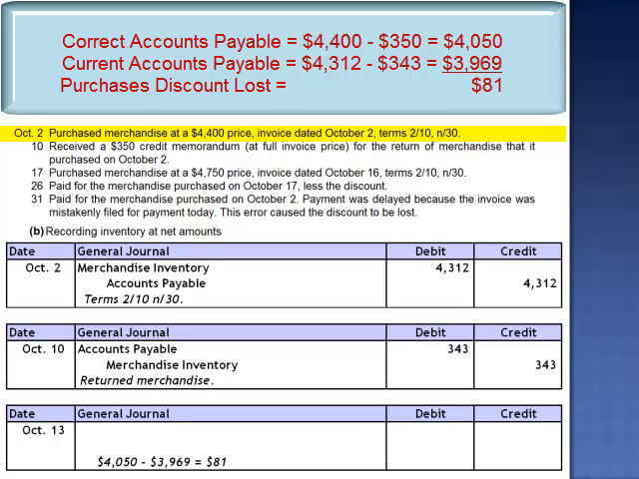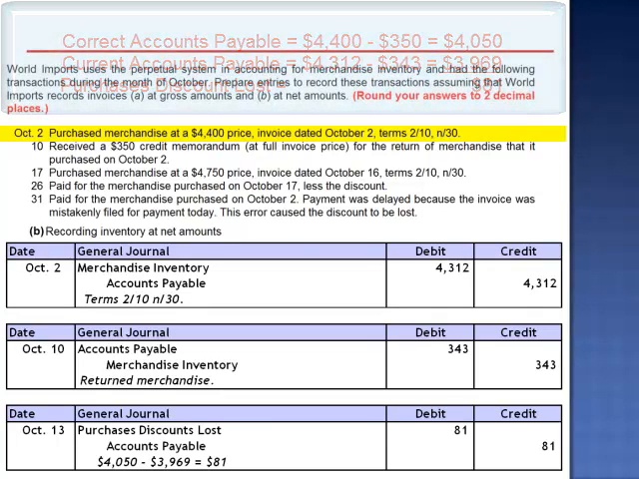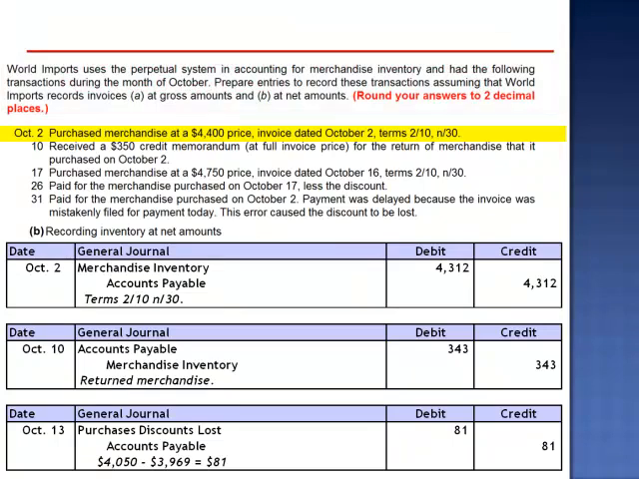The journal entry to bring the payable up to its new balance is a debit to purchases discounts lost for $81 and credit accounts payable. Using the net method highlights any deviation from the company policy, which is to take all discounts. Someone would now have to explain why that $81 discount was lost.